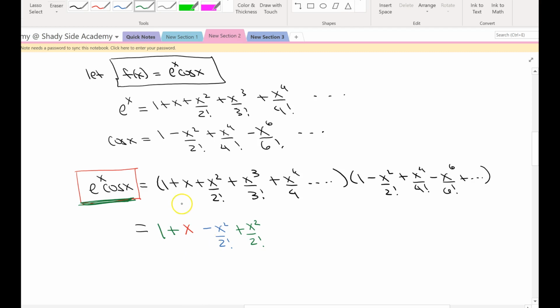One way I can get a degree 3 is by doing positive x here times this x squared there. So I'm going to write this down, negative x cubed over 2 factorial. The other way I can get a degree 3 term is by doing x cubed here times positive 1, right? So this gives me plus x cubed over 3 factorial. Is there any other way that you can see that I can get a degree 3 term?